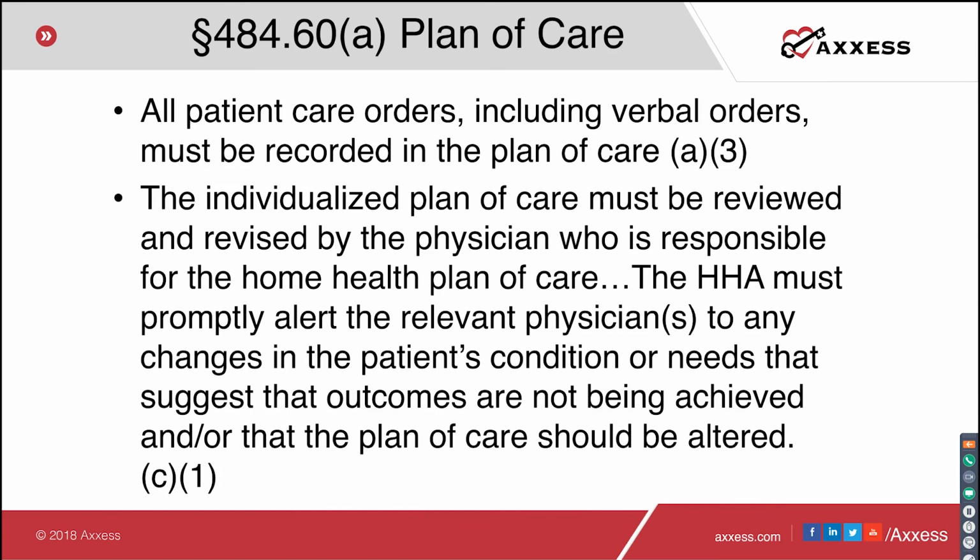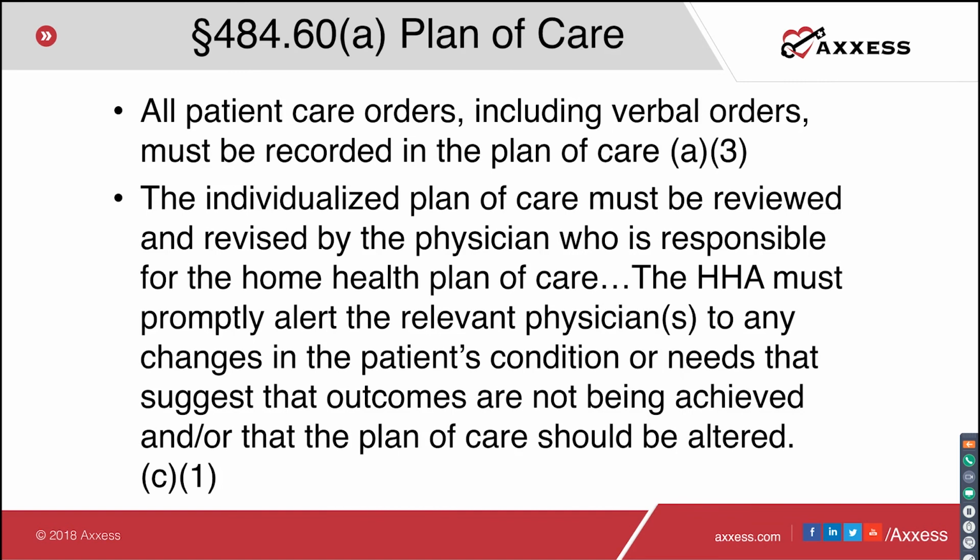The individualized plan of care has to be reviewed and revised by the physician who's responsible for the home health plan of care, and the agency must promptly alert the relevant physician or physicians to any changes in that patient's condition or needs that suggest the outcomes are not being achieved and/or that the plan of care should be altered. And again, this is something that we've always done. We just might not have documented it properly, and now it's tied to a standard to make sure that this is reflected in the patient's chart.